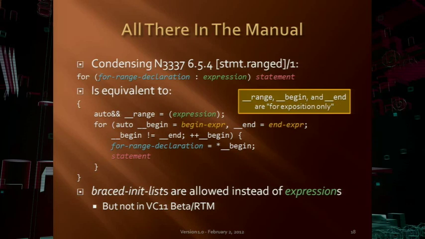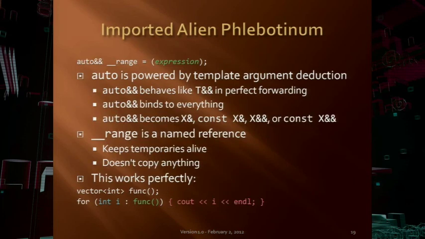So what is this crazy, oh, and by the way, these double underscore variables, they are for exposition only because the standard has to give names to these things. They don't really exist. The double underscore means it's totally internal. So don't attempt to refer to them. In diagnostics, they're actually like $1. So what does this auto-ref underscore range thing do? Well, auto is powered by template argument deduction. And that means that this auto-ref will bind to everything. It'll bind to lvalues, rvalues, modifiable things, const things. And it keeps them alive because it's a named reference. And it doesn't do any copies.